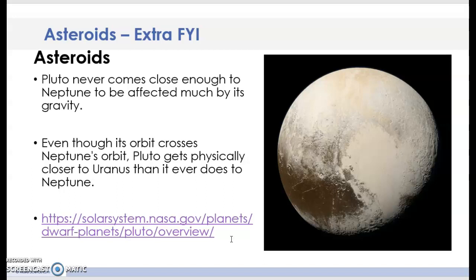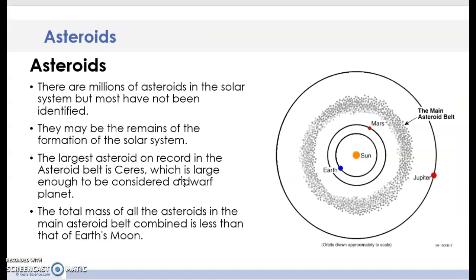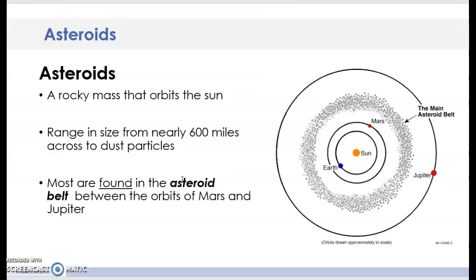Okay, so information that I want you to actually write down though. If we go back to the beginning of our slides, I want you to write down what an asteroid is: a rocky mass that orbits the sun. I want you to know that they could be as small as dust particles, but big as a dwarf planet. And that most asteroids are found in the asteroid belt, and that belt is located between Mars and Jupiter. If you need to draw this picture, draw the picture in your journal. That will help as well.